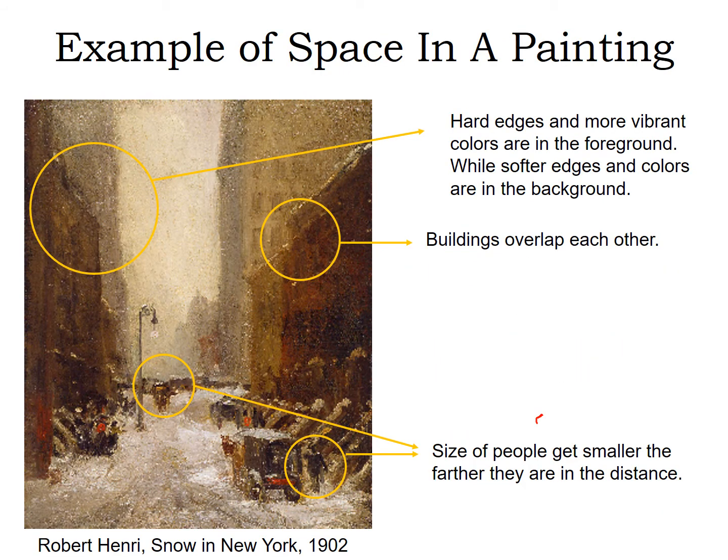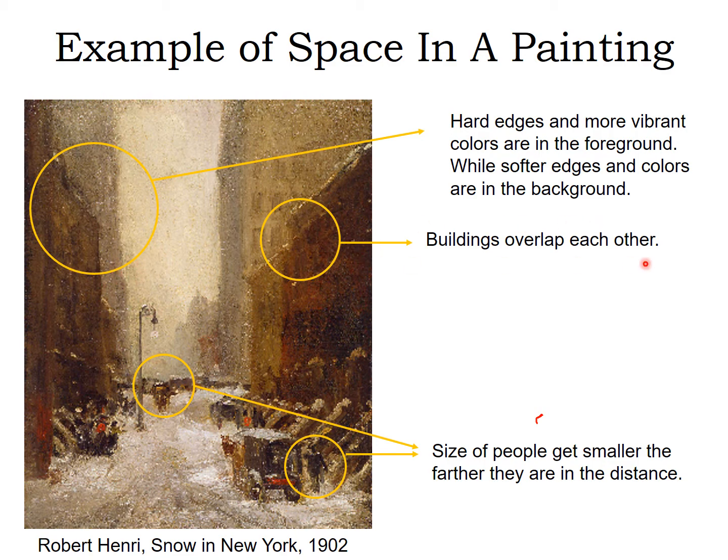Alright, so here is an example of space in a painting. The hard edges are more vibrant in the foreground, and they have these really bright colors, while in the background, we have these softer colors. So it kind of makes it look a little bit more hazy and like it's in the distance. Up close, we have the harder edges and much brighter colors, and as it goes back, we get these softer edges and more hazy colors.